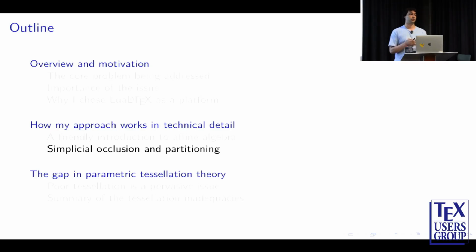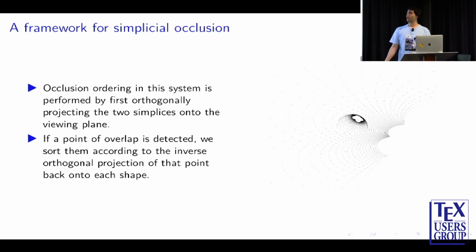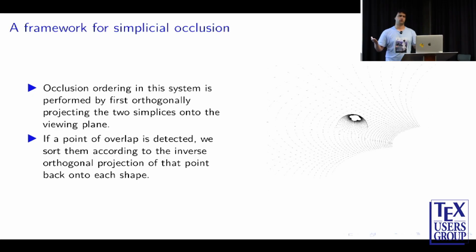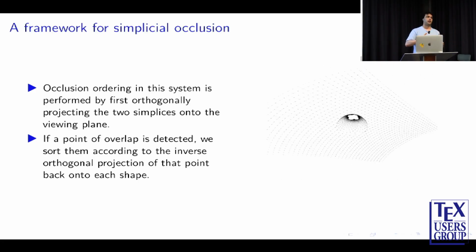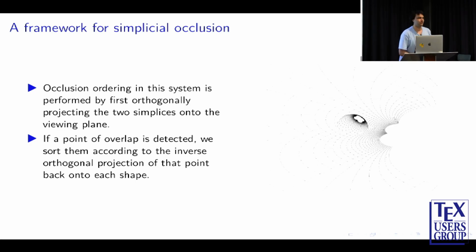Simplicial occlusion and partitioning. I promise, I'll keep it basic. Occlusion ordering in the system, the way we do it is we project two simplices, in this case triangles. I'll treat it as triangles. A lot of people find that more intuitive, I would imagine. You project them onto the viewing plane, orthogonally. If they overlap at any point, you sort them by the depth of the inverse orthogonal projection of that overlap point back onto both shapes. You have 2 points, one on each shape. You can order them by the depth using the dot product. In this case, I align it along the z-axis, so I don't even need the dot product.